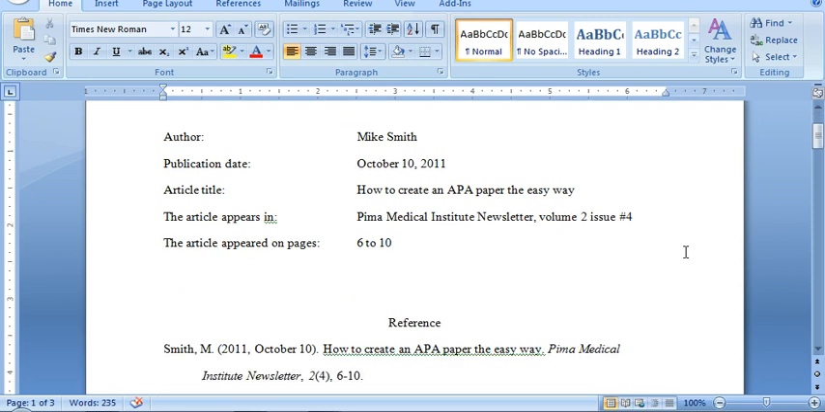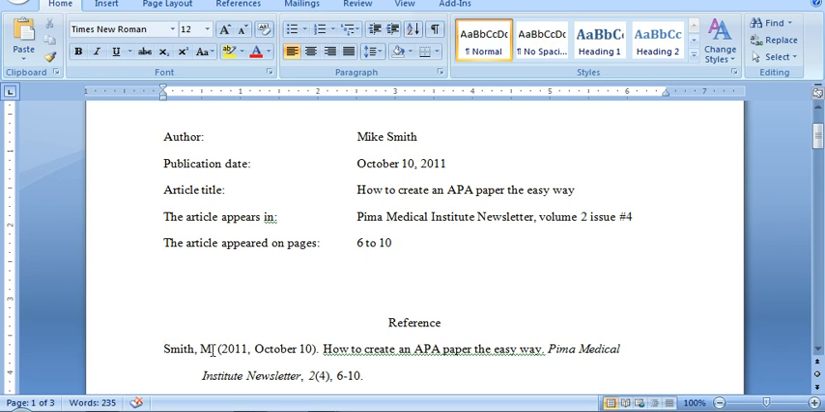As always, APA has some basic rules and regulations that we need to follow at all times. The first of which is that the author's name is always inverted, so last names come first, followed by just the initial of the first name. We never include the first name in full, it's only ever the initial.